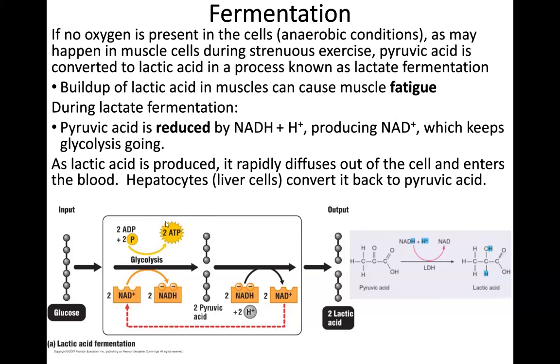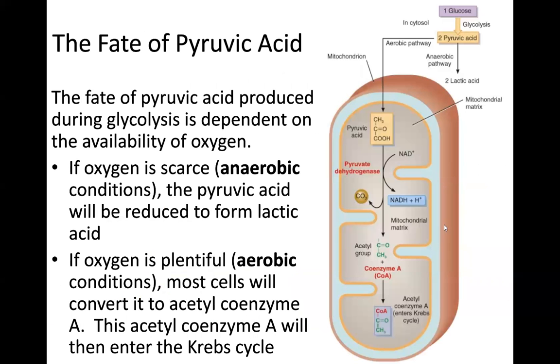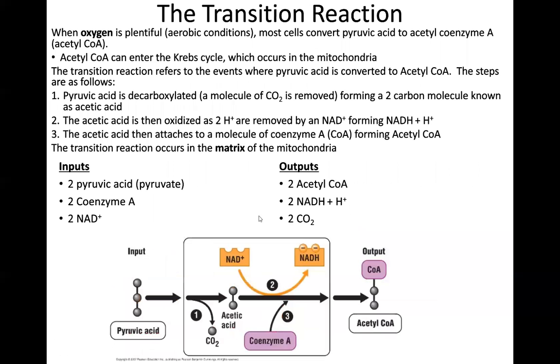The preferred solution is to go through the aerobic pathway, which is going to take place inside the mitochondria, and it results in the formation of acetyl-CoA, and then that eventually enters the Krebs cycle. And that step between glycolysis and the Krebs cycle is called the transition reaction. And so this is our second of our 4 steps.